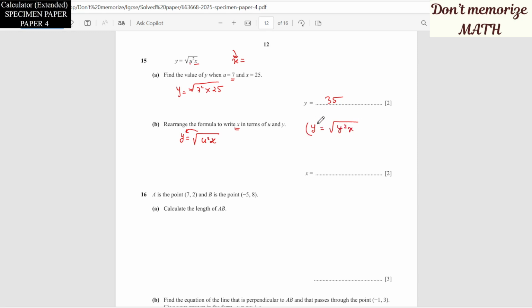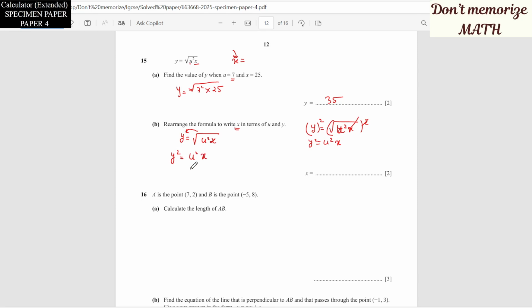We are squaring both sides. Okay, so what happens on the left side? Square and square root cancel. So you will get y squared is equal to u squared x.